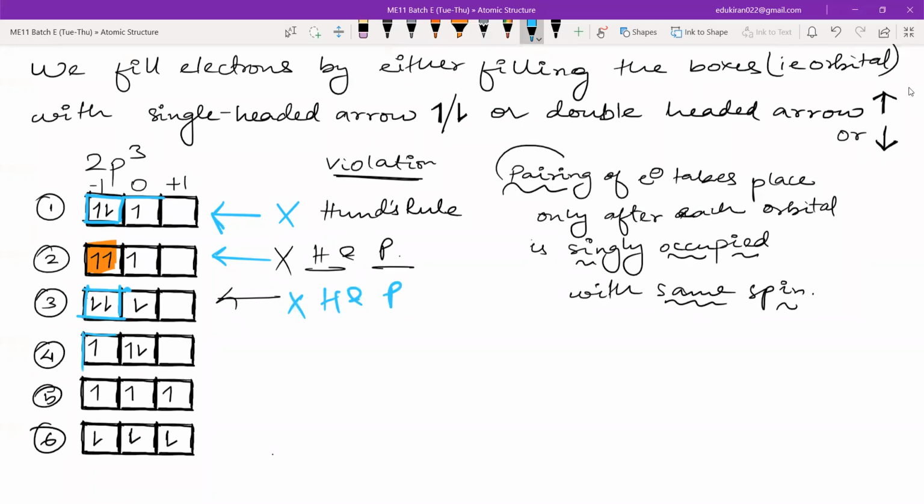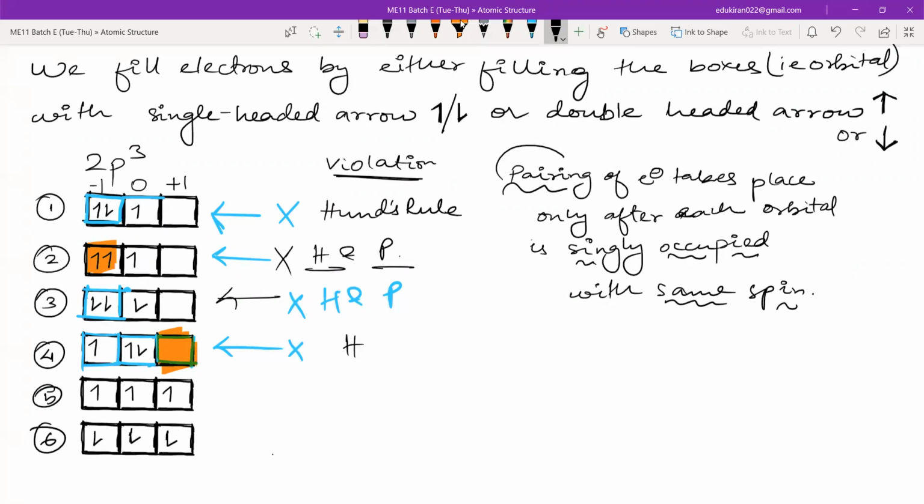See, in the fourth one, the first orbital is fine. It is singly occupied, pairing is not done. But in the second orbital pairing has been done. Now, this is not very good because we have this orbital which is left without any electron. It is like one of the friends has married, the others are single. That is not a very stable configuration. So it is violating Hund's rule.